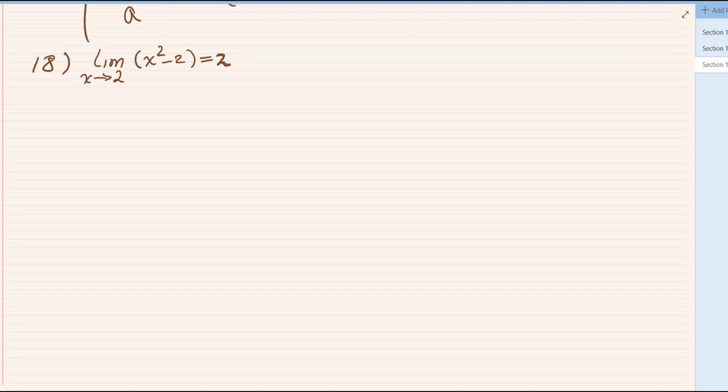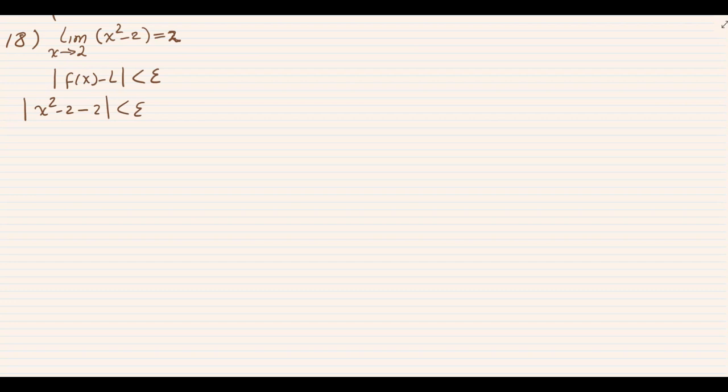So here's how we're going to start this. We're going to begin with absolute value of f of x minus L less than epsilon. Okay, so remember our f of x is x squared minus 2, and we're going to subtract L. L is 2, the limit is 2, less than epsilon, and I can write this as absolute value of x squared minus 4 less than epsilon, which we can write the expression inside absolute value.